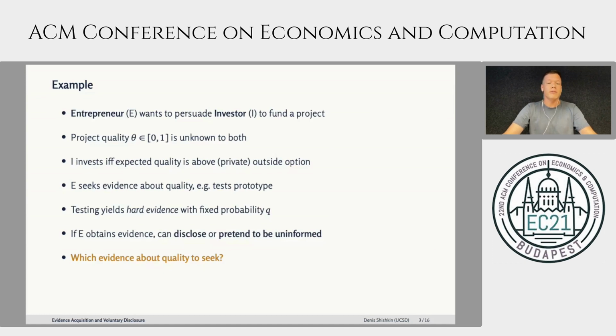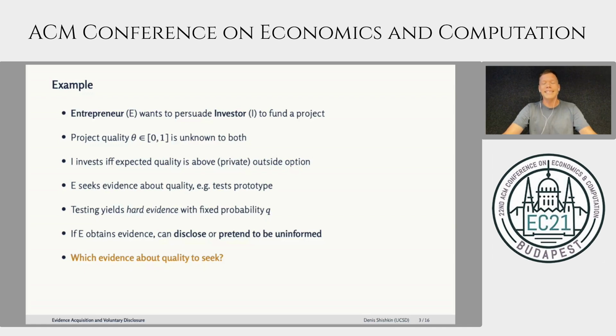Consider, for instance, the following example. There is an entrepreneur who wants to persuade an investor to fund a project. Project quality is continuous and unknown to both players at the beginning of the interaction. The investor invests only if the expected quality is above his privately known outside option. In order to persuade the investor, the entrepreneur seeks evidence about project quality. For example, she could build and test a prototype of this project.